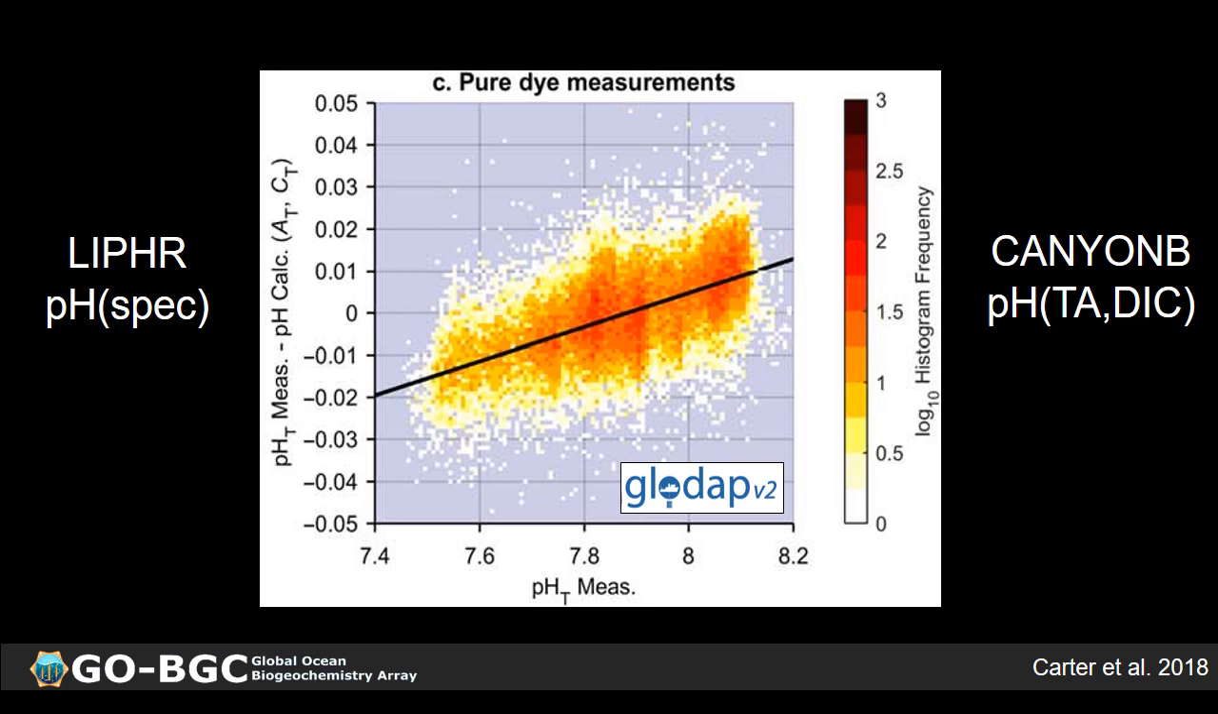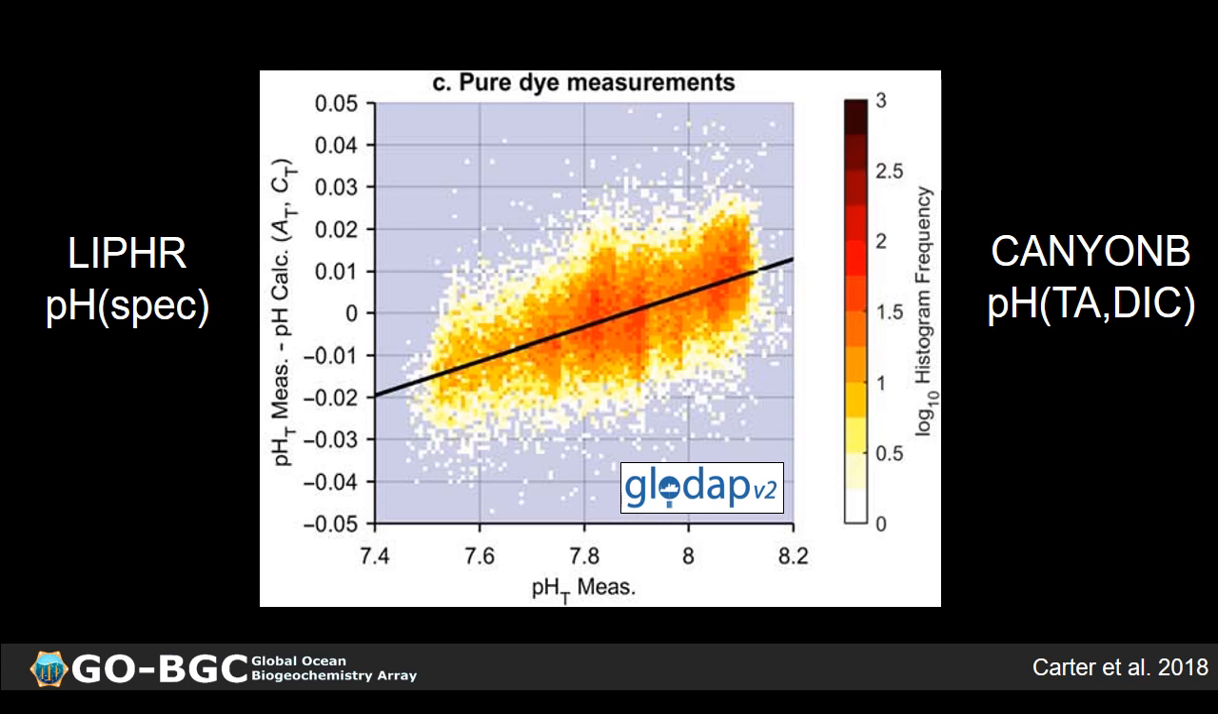And this plot here is created from data that's been adjusted using the GO-BGC protocol, so that for alkalinity and DIC, they should be an internally consistent data product. So it will start to matter because depending on if you use LIFER or CANYON-B, you will have a pH-dependent difference between the two algorithms.